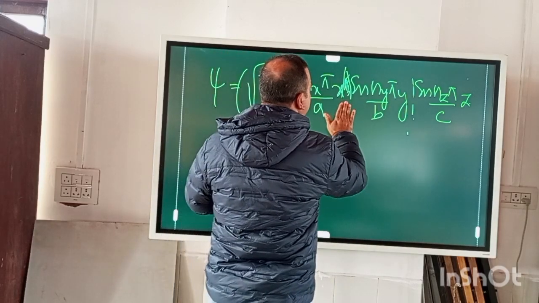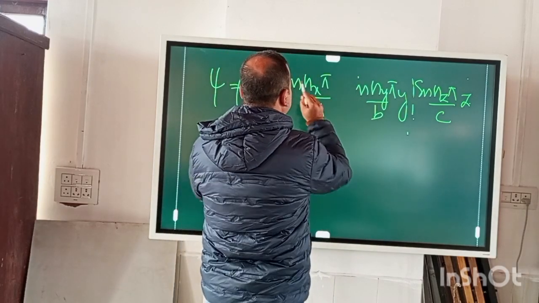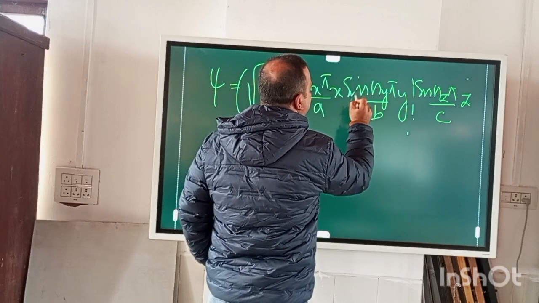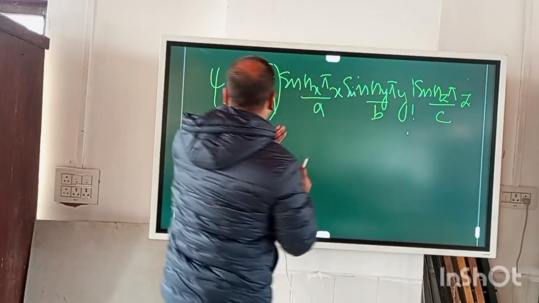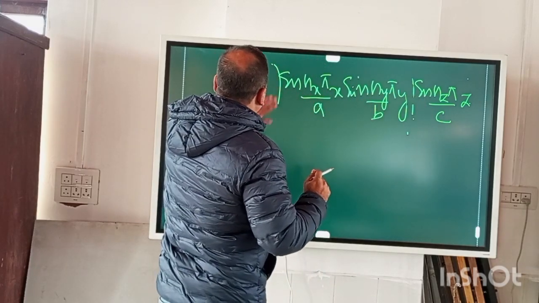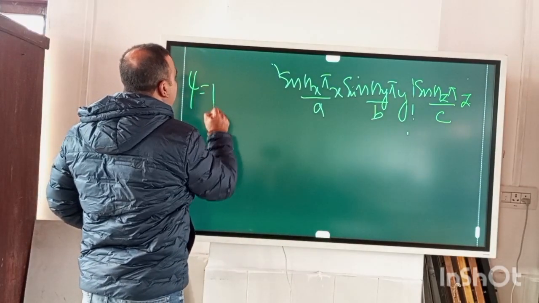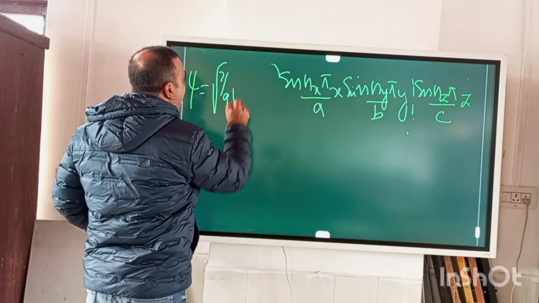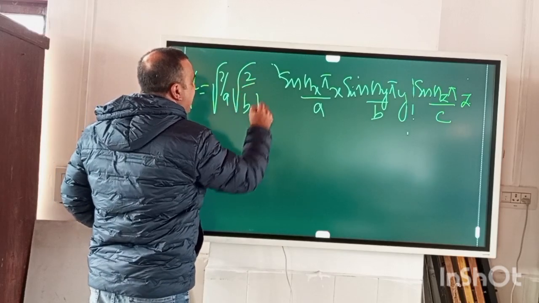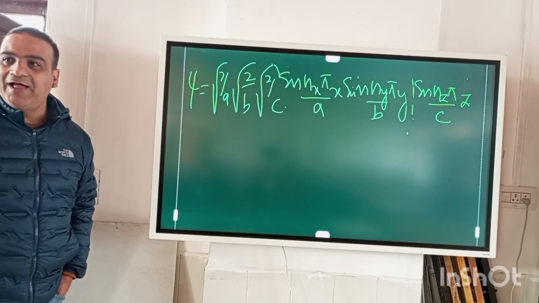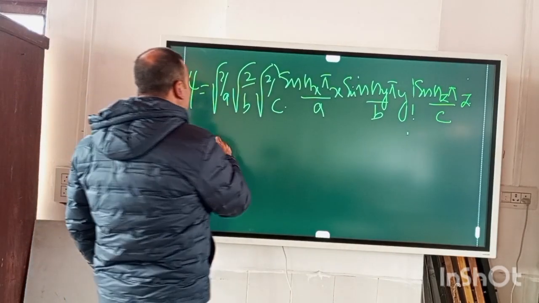I should take it back like this. This is sine of nx pi by a times x. Then this is again sine, and this is again sine. So what will be psi? Psi will be under root of 2 by a, under root of 2 by b, under root of 2 by c. This will be your wave function for this particle in the three-dimensional box.